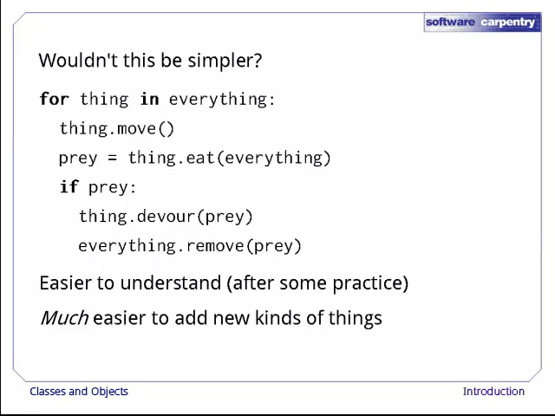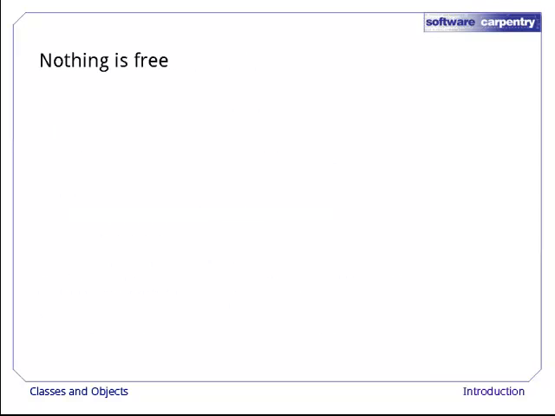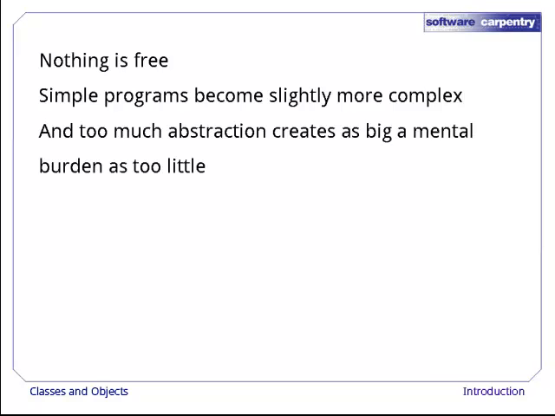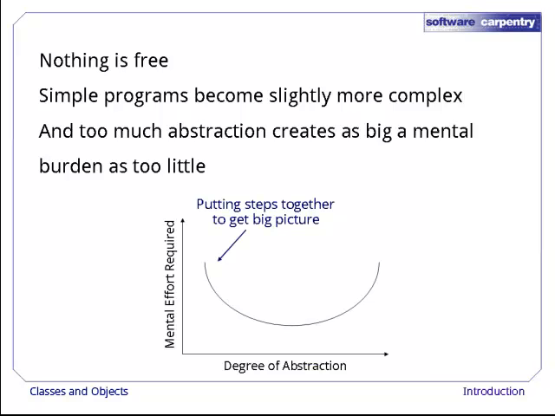The next few episodes will show you how to work with classes and objects in Python, but before we do that, a word of caution. Nothing is free. Object-oriented programming actually does make very simple programs slightly more complex. And if classes and objects are used too enthusiastically, they can create just as big a mental burden as no abstraction at all. It's easy to see why too little abstraction makes things hard.